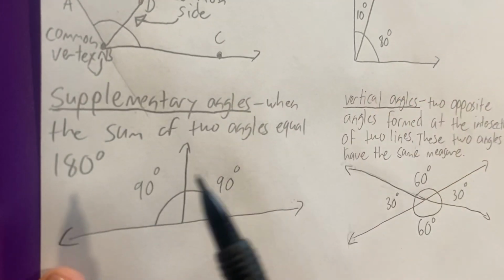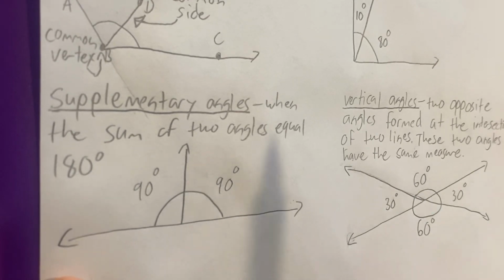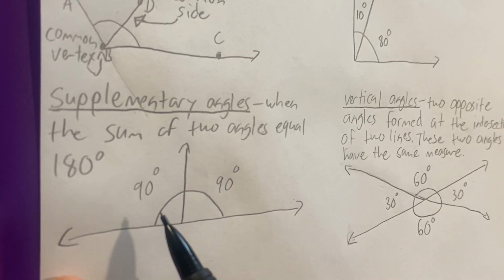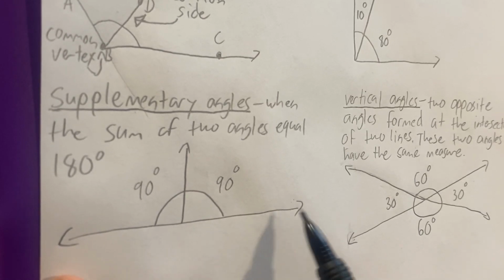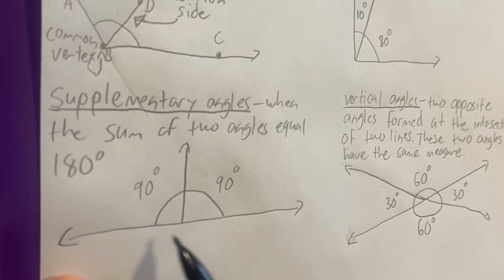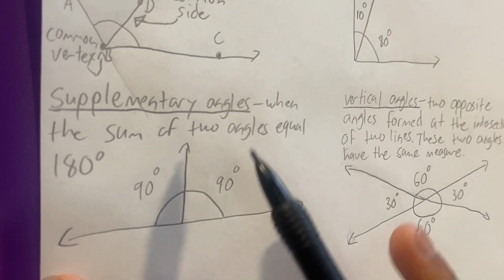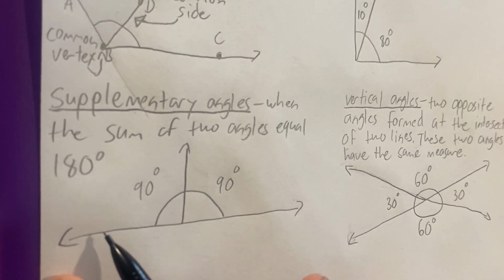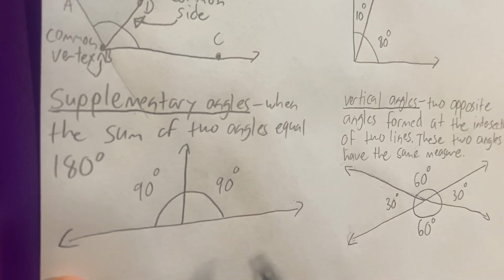Then we also have supplementary angles, which is when the sum of 2 angles equals 180. It's very similar to complementary, except these 2 have to equal 180. We all know that a line technically is an angle. So a straight line is 180 degrees. So this side is 90, this side is 90. So 90 plus 90 equals 180. So this angle is a supplementary angle.